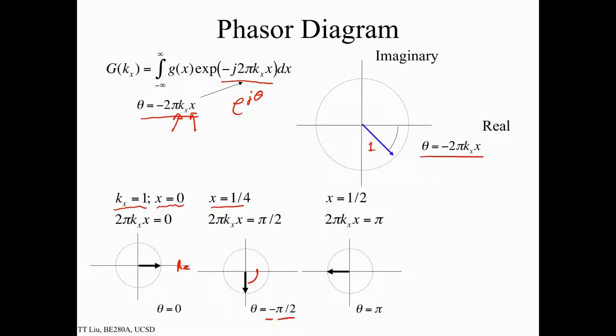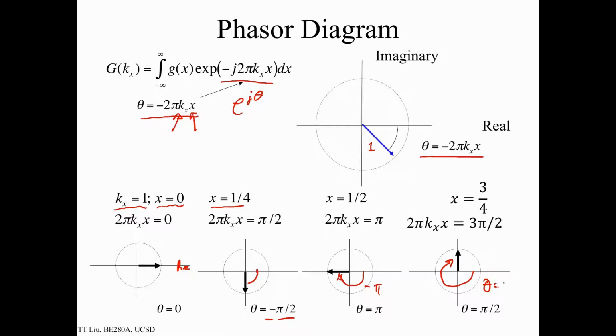Now we have x equals 1/2, and therefore we have 2 pi kx x equals pi. And in this case, we've gone this way. So pi or minus pi is the same, so in this case, it doesn't really matter. And finally, at x equals 3/4, we have 2 pi kx x equals 3 pi over 2. And so this would mean going this way by 3 pi over 2. So that corresponds to theta equals minus 3 pi over 2, which is the same as going this way pi over 2, which would be theta equals pi over 2.